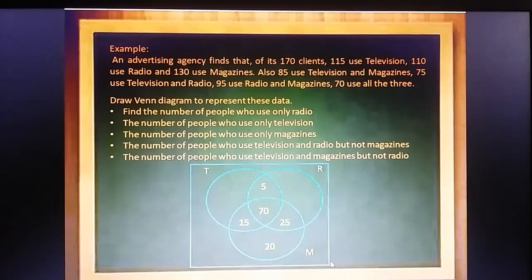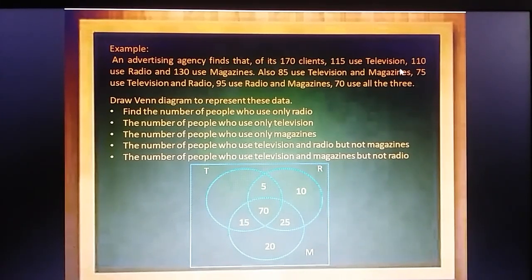Yun ang magazine. Next, 110 use radio. Ito ang radio. Ganun ulit. Dahil itong bilog na to is radio, 110 ang gumamit ng radio. So, we have to add lahat to. 25 plus 5 is 30 plus 70 is 100. Kung 110 yon, may kulang pa tayong 10.